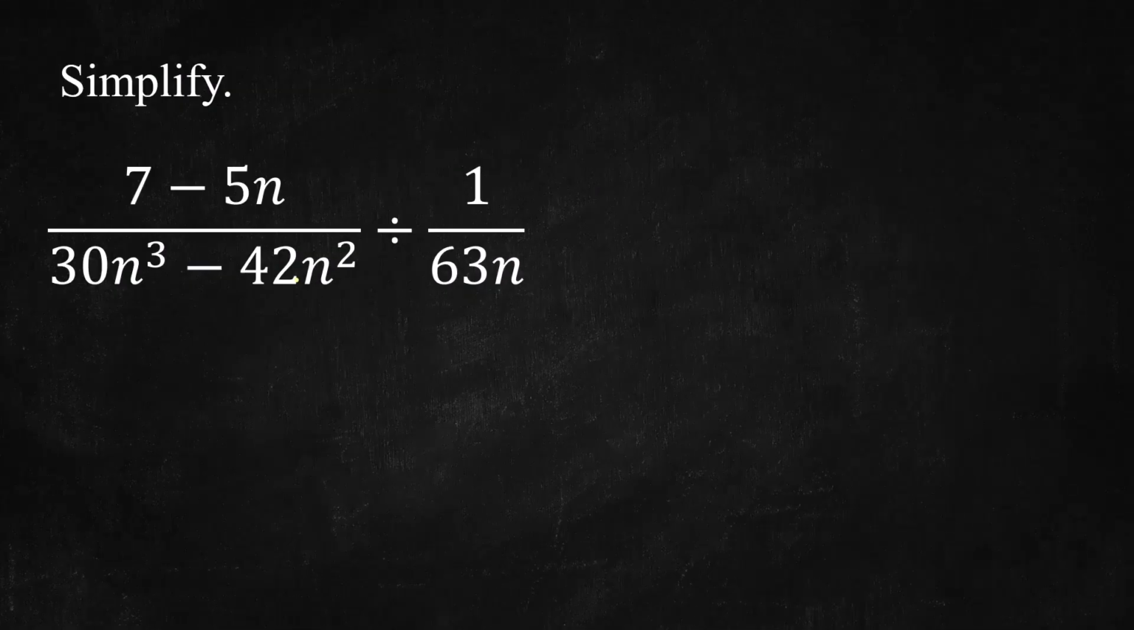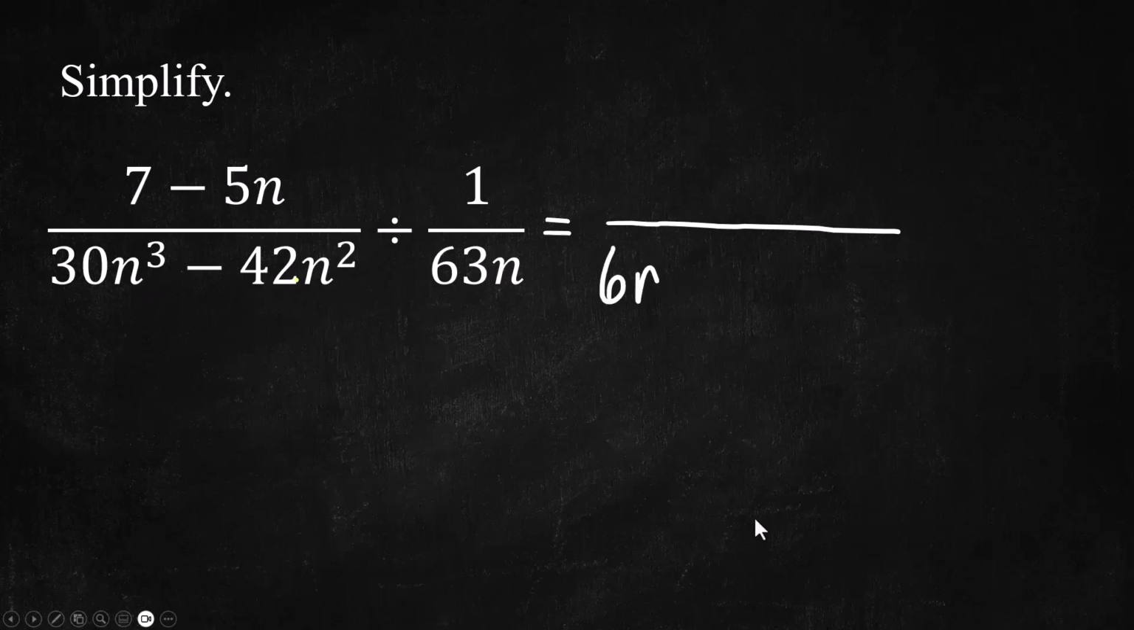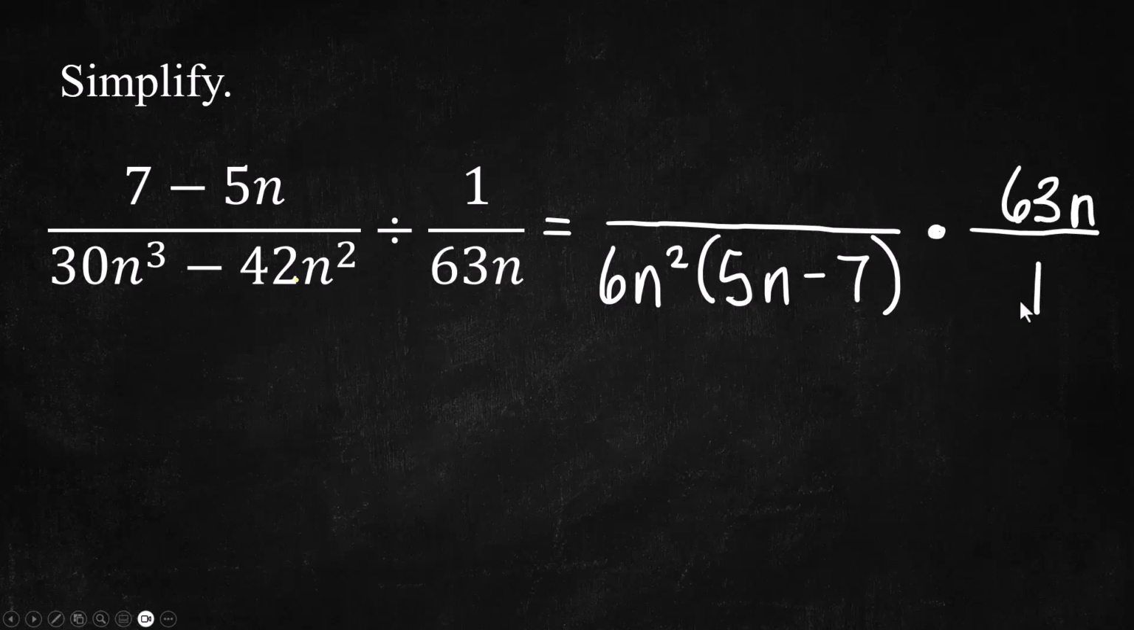We're going to simplify again. So again, I want to do some factoring. On the bottom, this 30n cubed minus 42n squared, I can pull out a 6n squared from both of those. Instead of dividing, I'm going to multiply by the reciprocal.